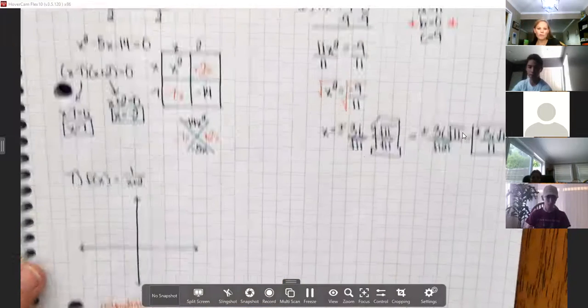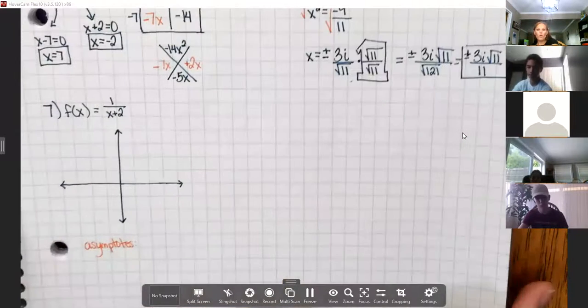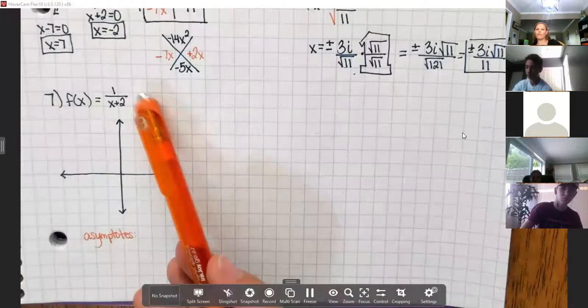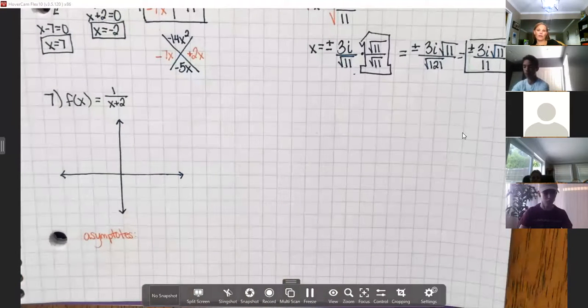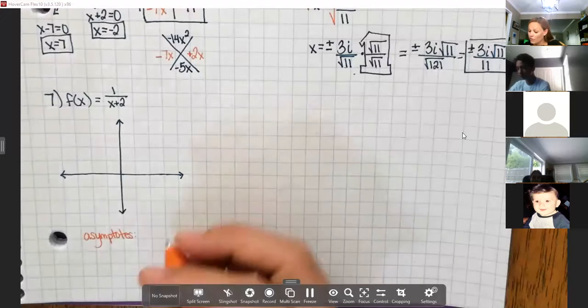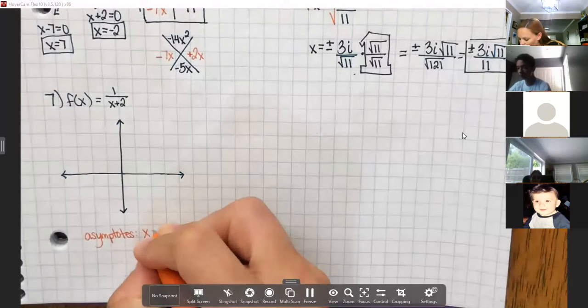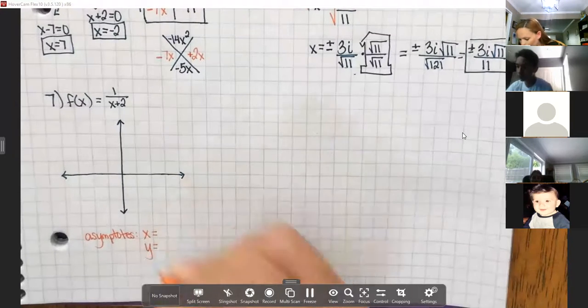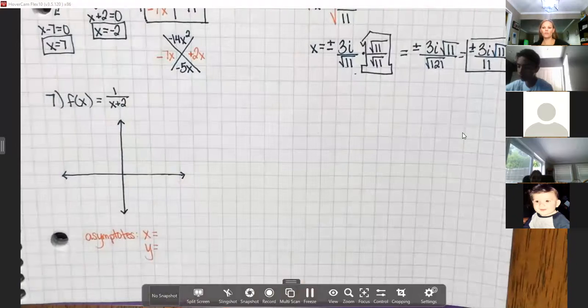Does anyone remember where our asymptotes are if we're graphing f of x equals 1 over x plus 2? If you need to flip back a couple pages in your notebook, you're welcome to do that. That's what we did on Tuesday. Where are the asymptotes? We're going to have 2, an x asymptote and a y asymptote, a vertical and a horizontal.